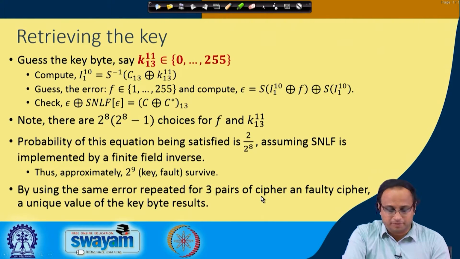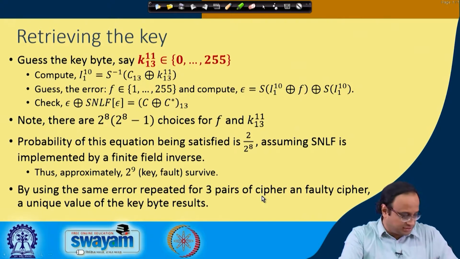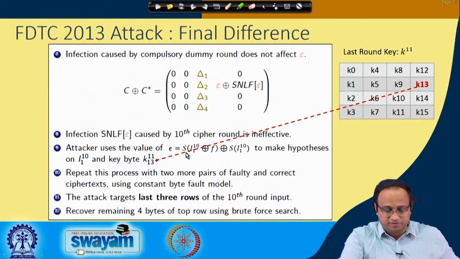So now what will happen is essentially shown here. For example, as I said, epsilon is related to S of I110 XORed with F XORed with S of I110. What I will try to do is get the value of this I110.